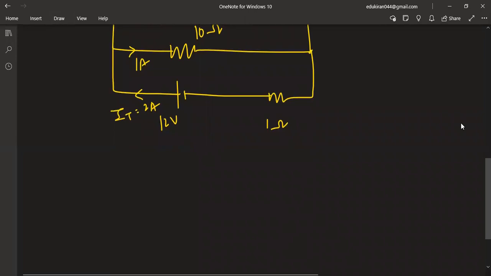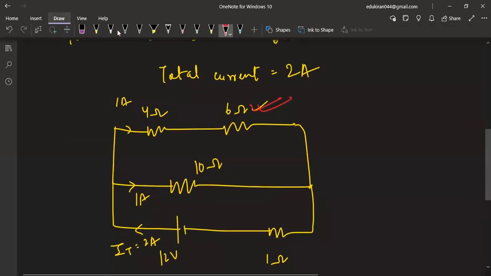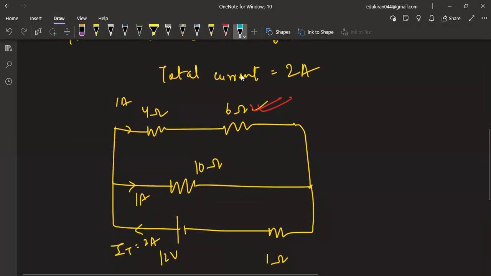Let's do one thing. So till now this is clear. How much current will this branch receive? This part will receive 1 ampere. All of you agree with this, right? 1 ampere will be received. So this part of the circuit will receive 1 ampere.